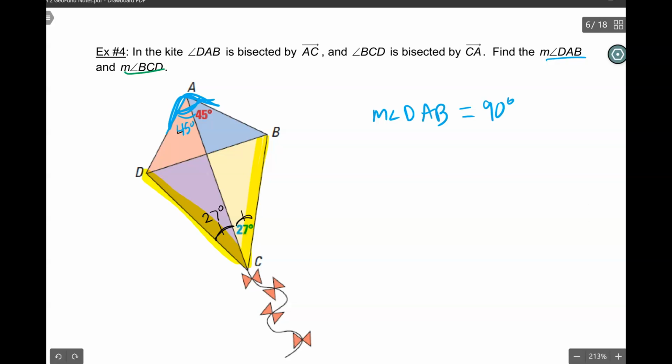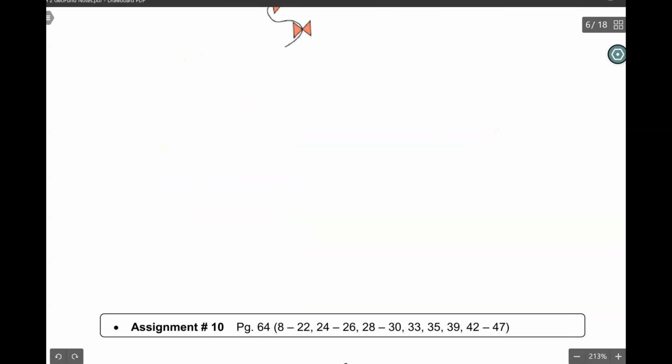And then we're going to find the measure of BCD. So BCD is this overall angle. So I add 27 plus 27. So measure BCD, 27 plus 27, which is going to be 54 degrees. And I should have written up here 45 plus 45 to equal 90. And then that's it for this lesson.